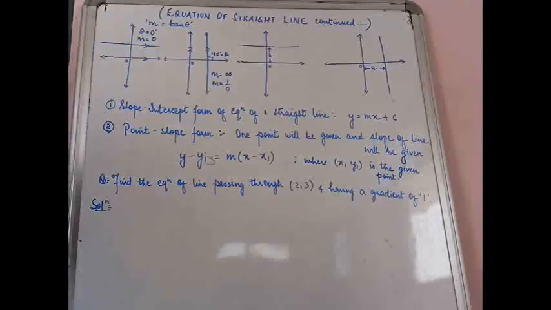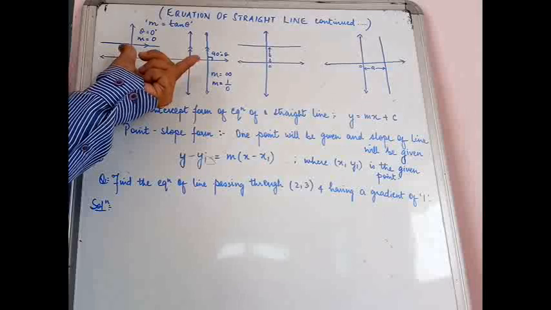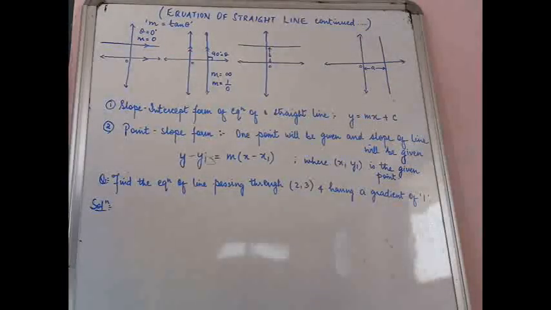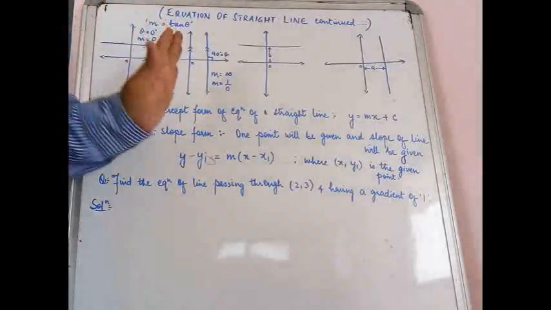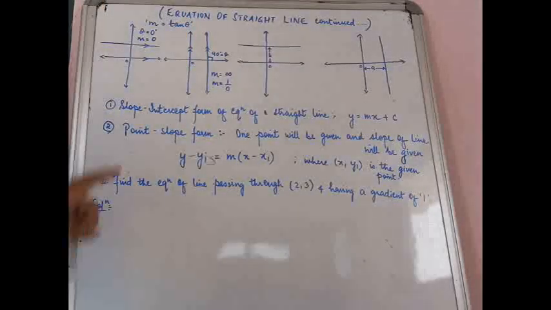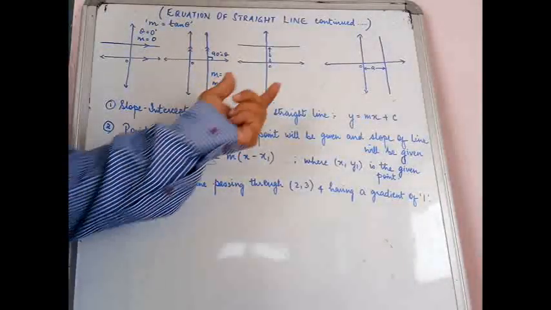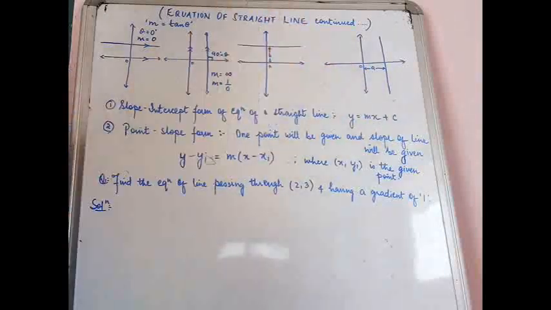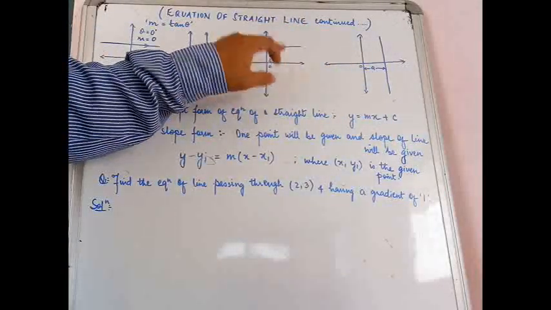Here the angle theta is 90, so tan 90 will be infinity. So these are two cases which you will have to keep in mind, in which the lines are running either parallel to the x-axis or parallel to the y-axis. In one case the slope will be 0, in the other case it will be infinity or 1 upon 0.